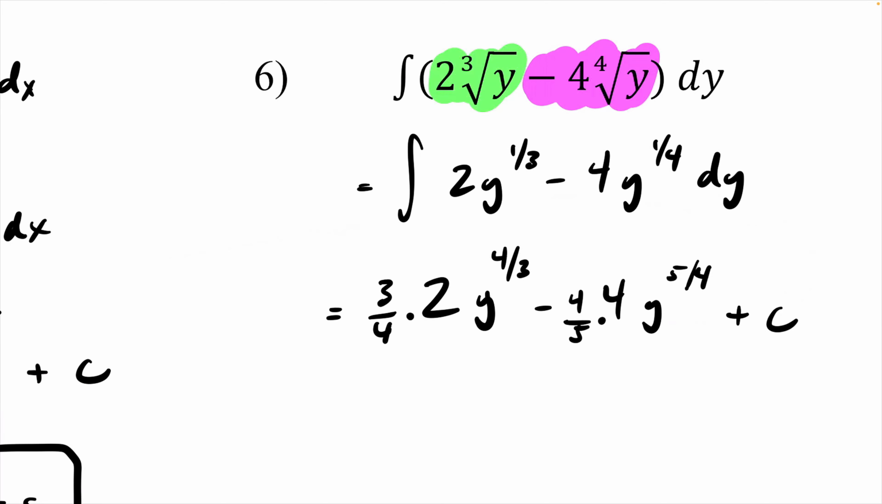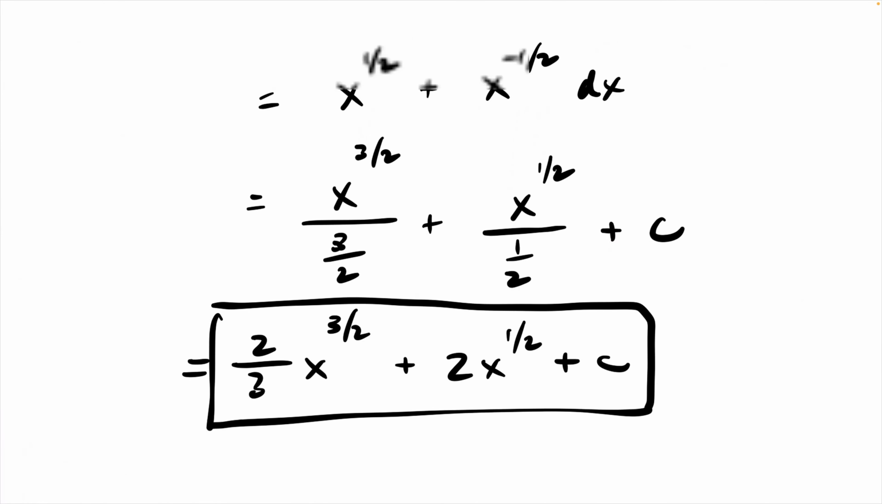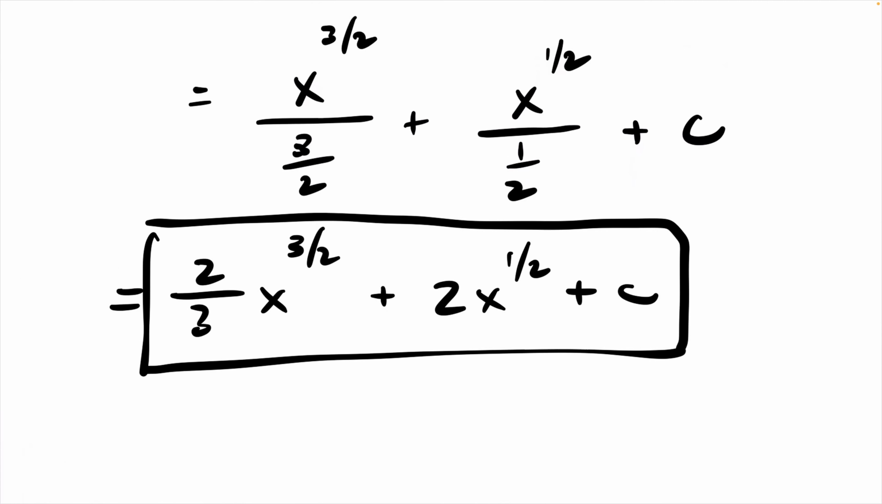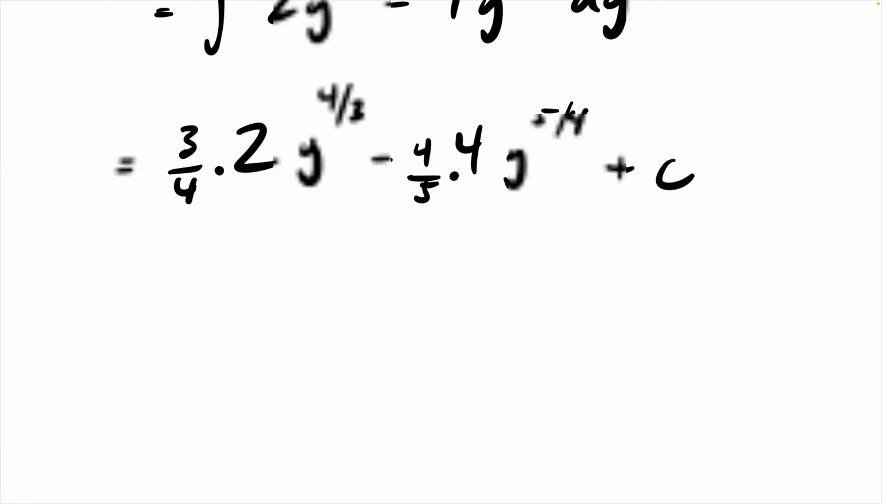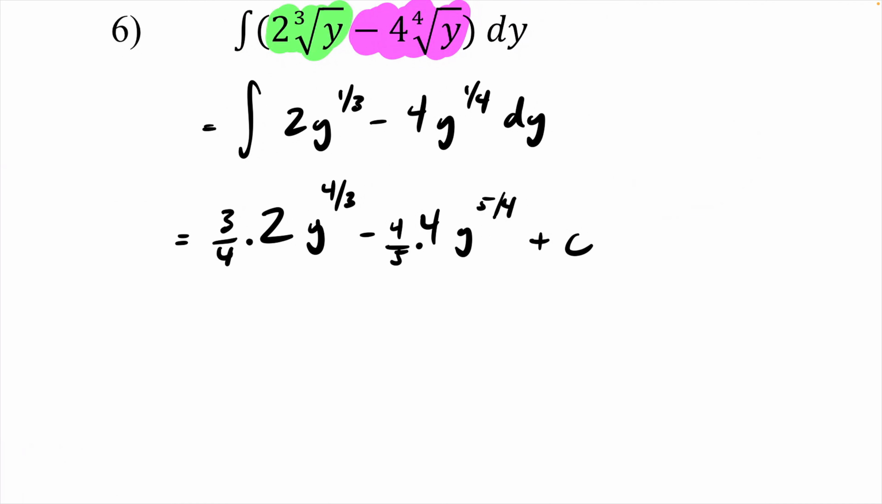Wait, why are we multiplying? Because when you divide by fractions, you're really multiplying times the reciprocal. So if you're not comfortable, do this step. I just skipped this step because you guys have seen that before. That's why. Okay, so we've got to multiply.